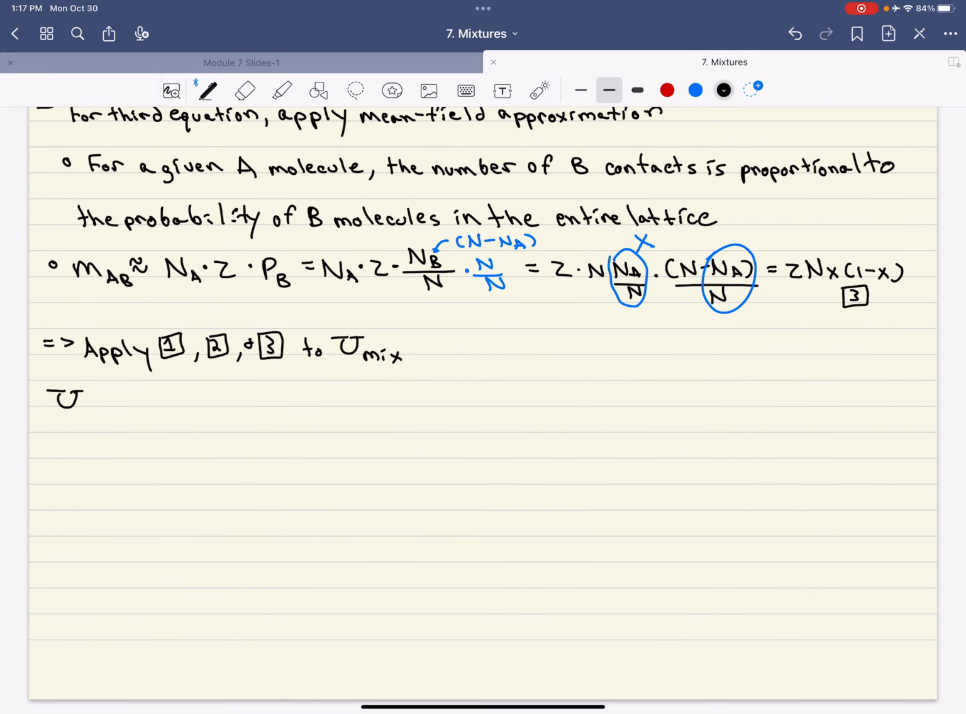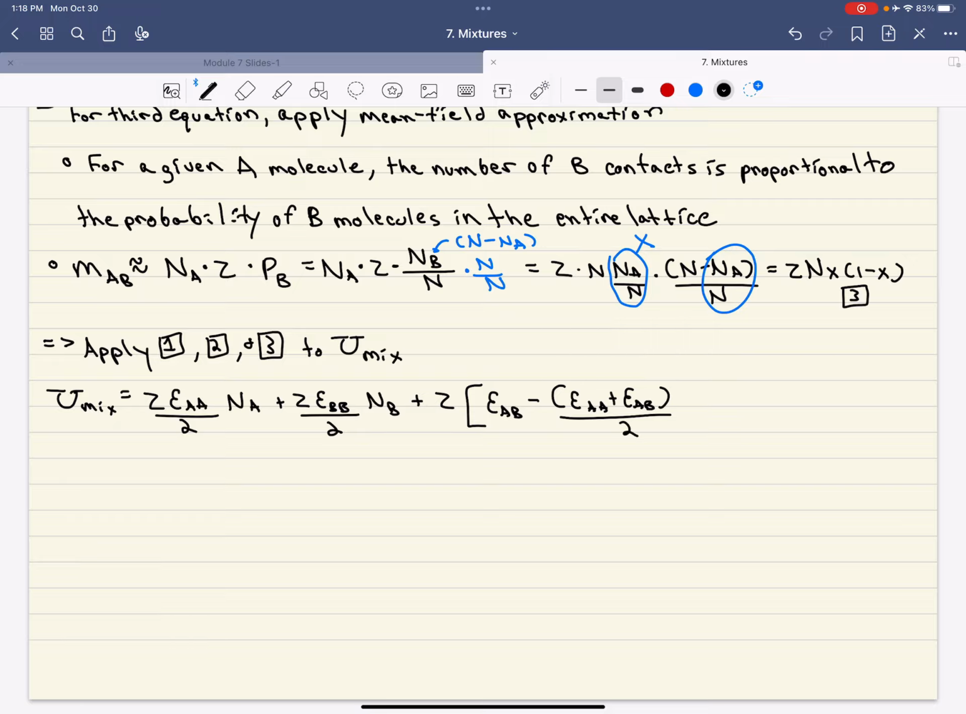So U mix now is going to be Z epsilon AA divided by 2 NA, plus Z epsilon BB divided by 2 NB, plus Z times epsilon AB minus epsilon AA plus epsilon BB divided by 2, times NA NB over N. Once again, these divided by 2's in this equation come from combining our three equations here.